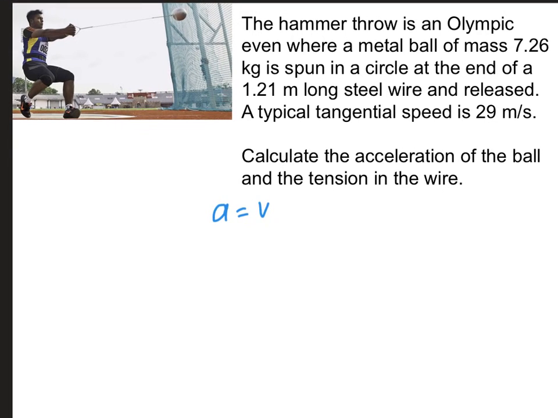Acceleration is v squared over r. In this case, our v is given to us as 29 meters per second. I'll leave the units in here for right now so we can see how they cancel out. And then the radius is just the length of this wire, the distance between the person's hands, which would be at the center of the circle, and the ball. So that would end up being our radius.